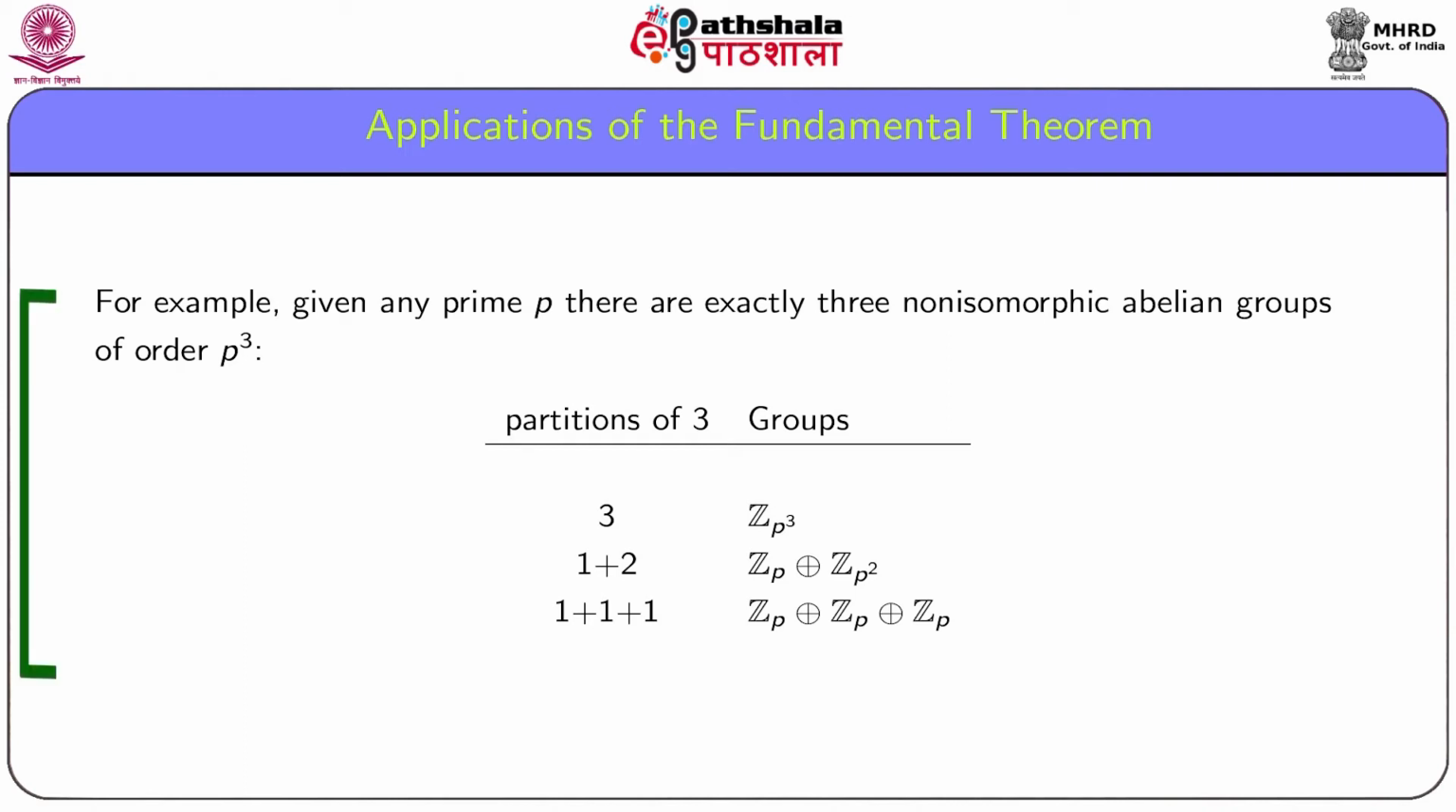Note that the group Zp plus Zp square has no element of order p cube. So, the first group cannot be isomorphic to the second group. Similarly, it can be shown that no 2 of these 3 groups are isomorphic.